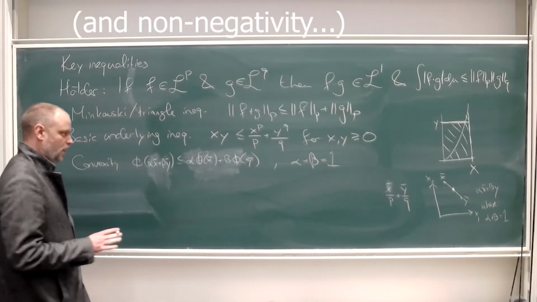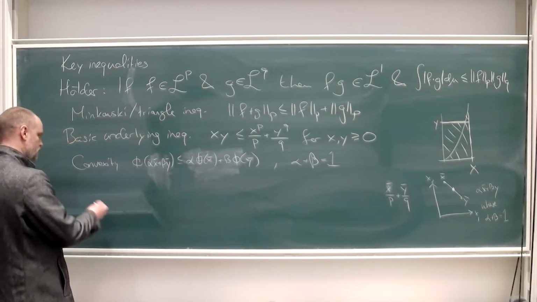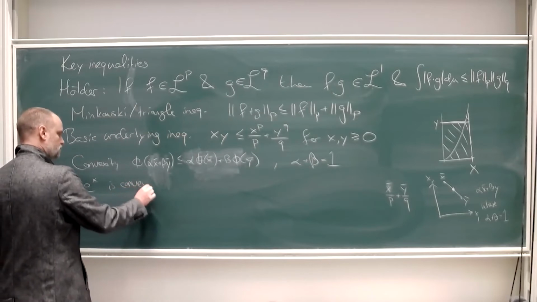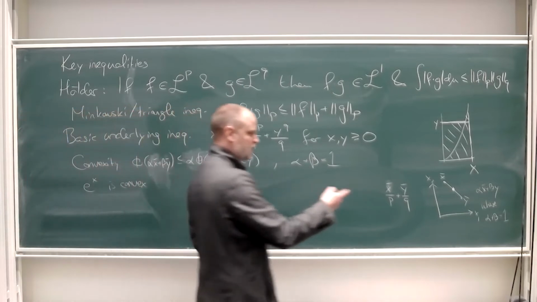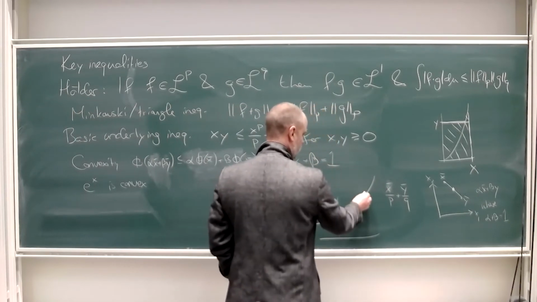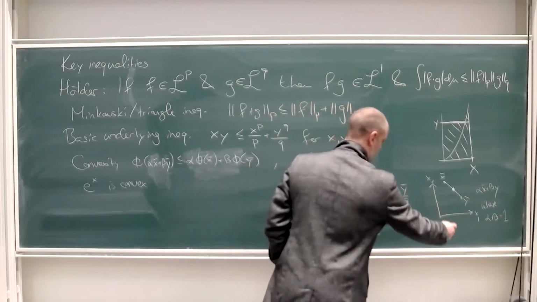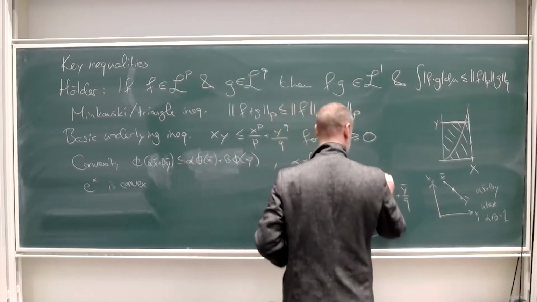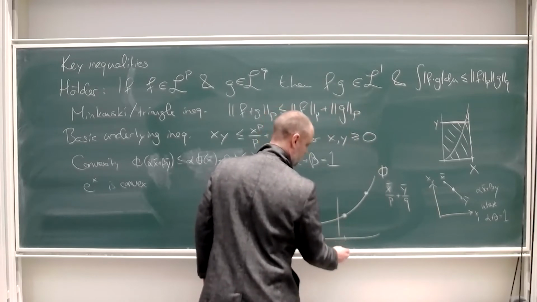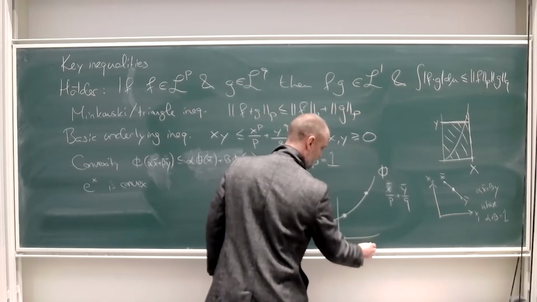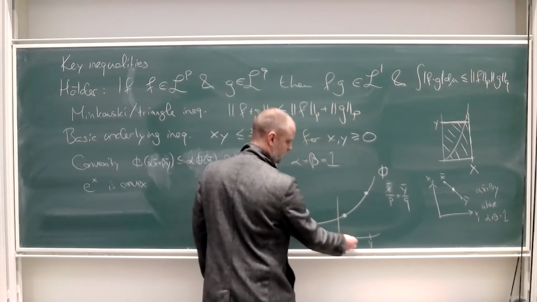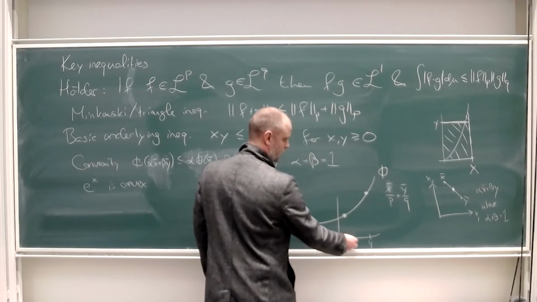Okay, so armed with that, we know that e to the power of x is convex. In a one-dimensional setting, convexity is very easy to picture. So this formula here, which I wrote, where is it? This one. If this is a function phi, it just says that here's my x, here's my y.